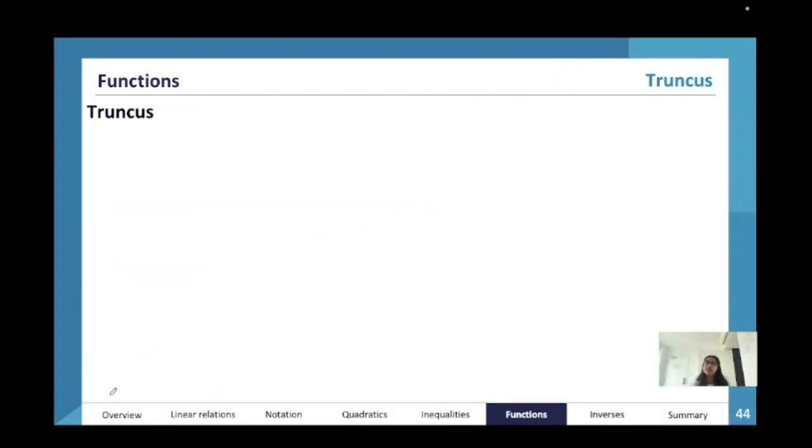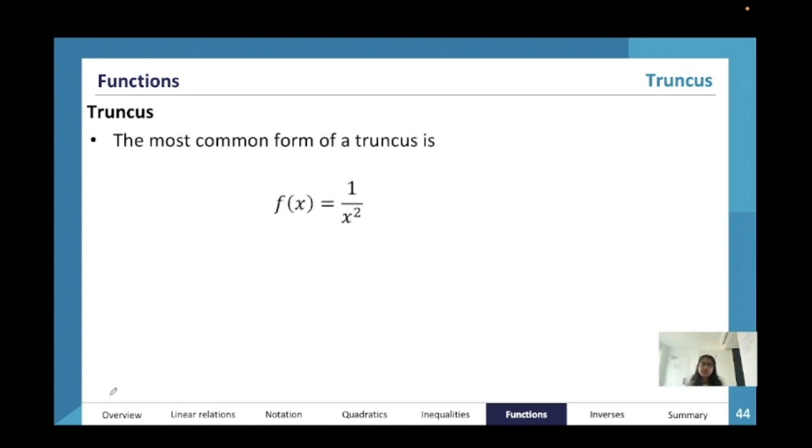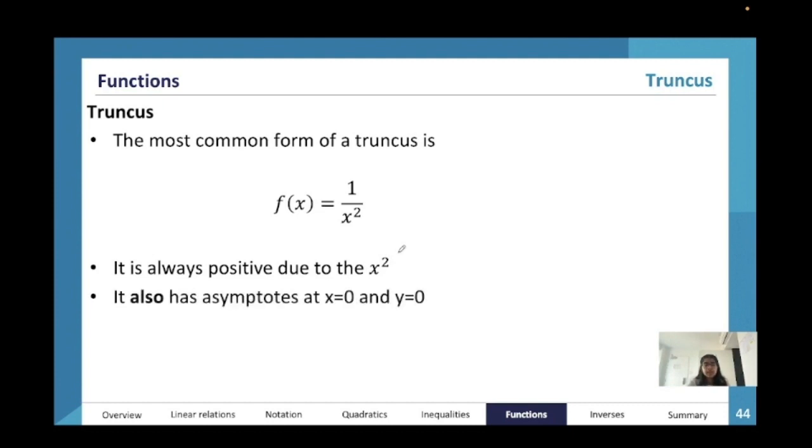Let's go to Chunkus. So the most common form of a Chunkus is f of x is 1 on x squared. And it's always positive. Unless you have a negative in front of it, it's not going to be below the x-axis. It also has asymptotes. For this one, it has asymptotes at x equals 0 and y equals 0, so similar asymptotes to a hyperbola. So here's what it looks like. You've got horizontal asymptotes and vertical asymptotes as well.